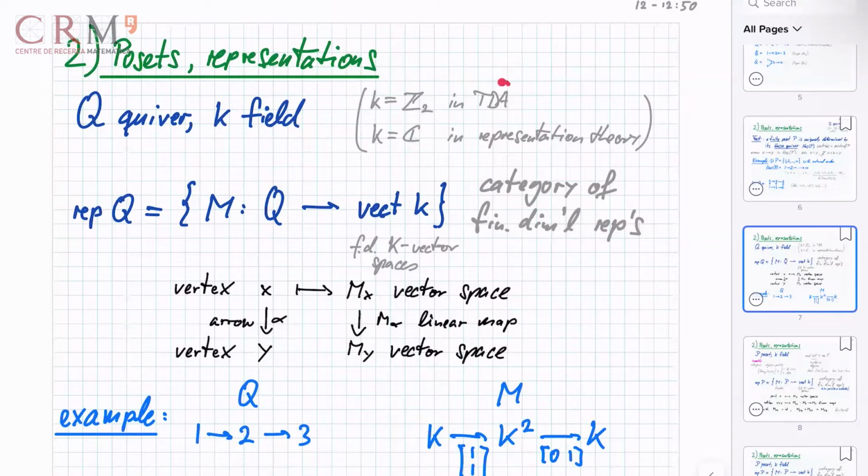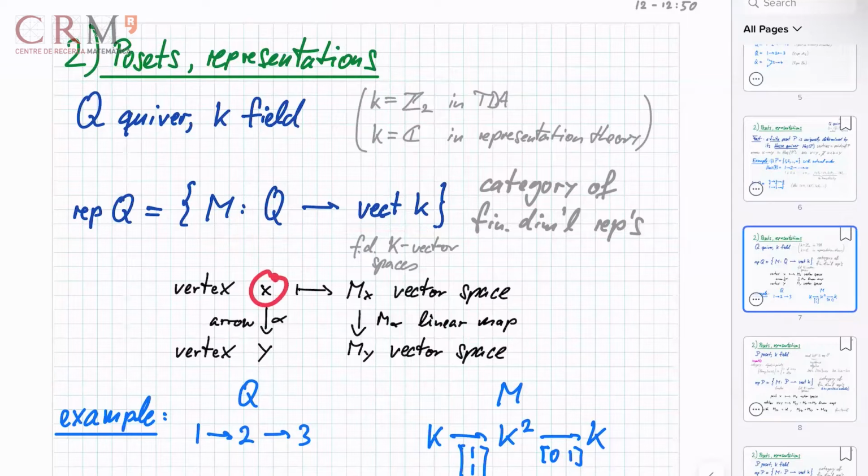And in TDA, often you use the field with just two elements because it's very easy to do computations on a computer. In representation theory, we often like an algebraically closed field like the complex numbers. You choose your favorite field, and then a representation M of the quiver Q is when I map the quiver into vector spaces. What does that mean?